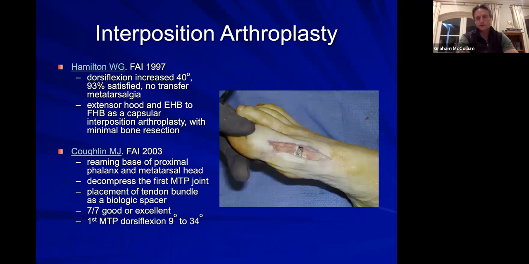What about other alternatives? Not every patient is going to say, gee, I'm happy with a fusion. It's going to be good. I can carry on with my yoga and stay wearing my stilettos. Some of them really want to keep motion. And another option is actually interposition arthroplasty.